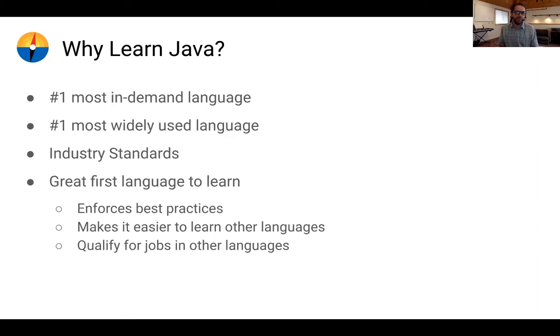It's used from tiny embedded systems in your car or your phone, all the way up to satellites or rovers on Mars, web applications, big data, mobile applications. Java is simply everywhere. Java also sets an industry standard in that there are several other languages.